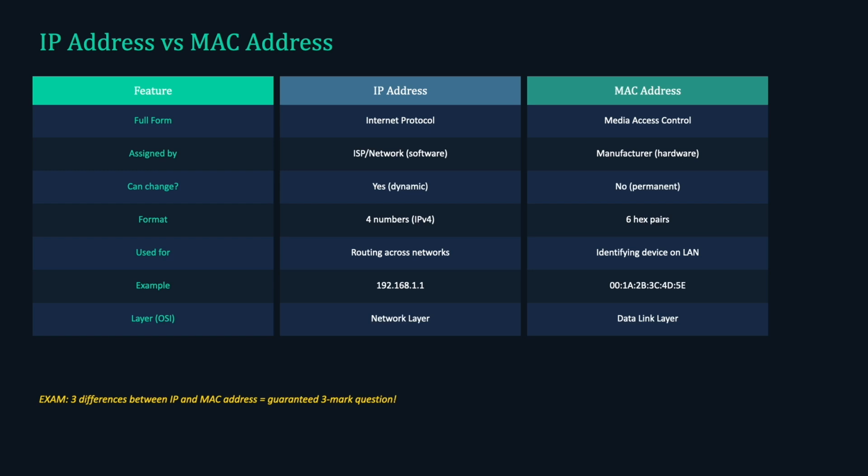MAC format is 6 hexadecimal pairs. IP is used for routing across networks. MAC is used for identifying a device within a local network. In OSI model terms, IP operates at the network layer while MAC operates at the data link layer.